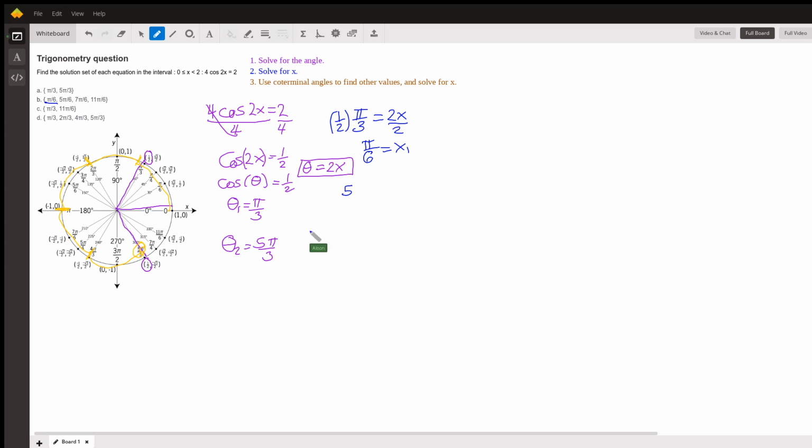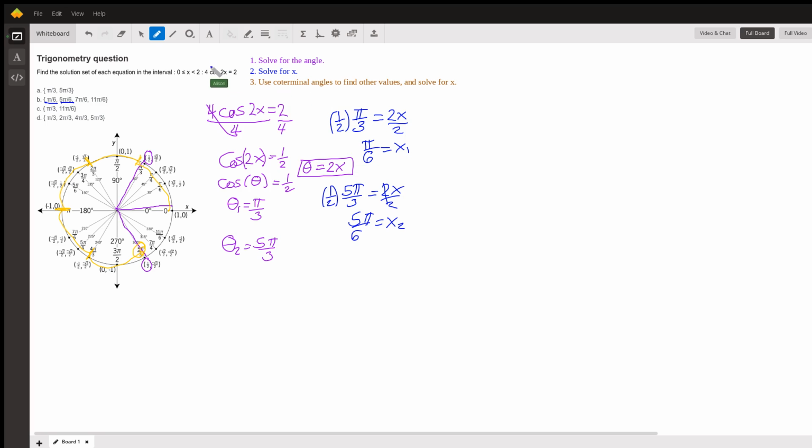So if we go to our second known angle of 5 pi/3, and we set that equal to 2x, divide by 2, multiply by 1/2, we get 5 pi/6. And that's our second solution, and you can see that right here.